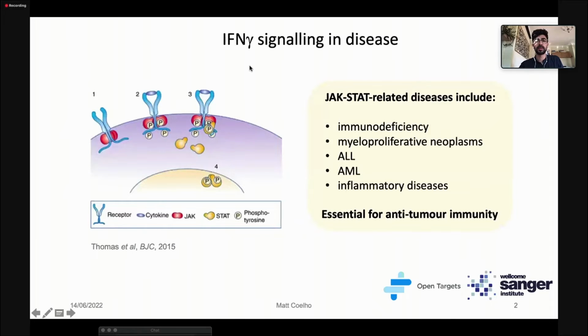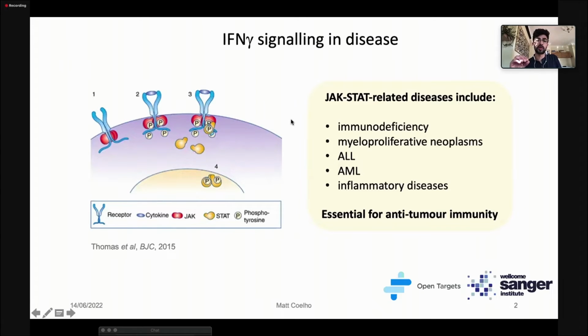And interferon gamma pathway, because variants can be causal in many different human diseases. Many of these are missense variants, for example, with unknown clinical significance. These can lead to hereditary immunodeficiencies, but also inflammatory diseases. And somatic mutations can also lead to myeloproliferative neoplasms and also leukemias.